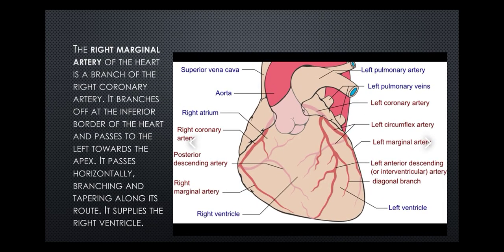Now let's have a look at the right marginal artery, this one. The right marginal artery is a branch of the right coronary. It branches off at the inferior border of the heart, passes to the left, and as it passes horizontally, branches and tapers along its route and primarily supplies the right ventricle, the right marginal branch of the right coronary.